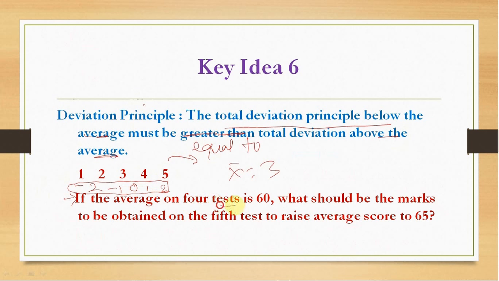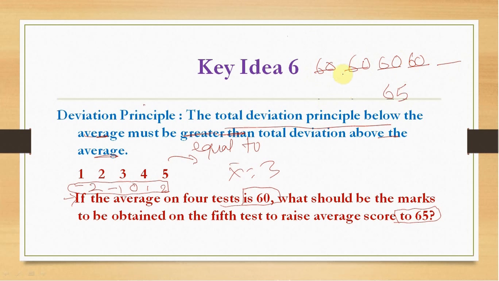If the average on the 4 tests is 60, what should be the marks obtained on the 5th test to raise the average score to 65? Now there are 5 tests: 1, 2, 3, 4, 5. Our average should be 65. Let us assume for the simple case that all the marks in the first 4 tests are 60, so that the average is 60.